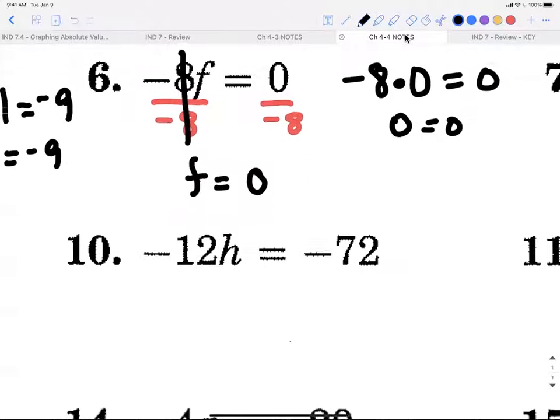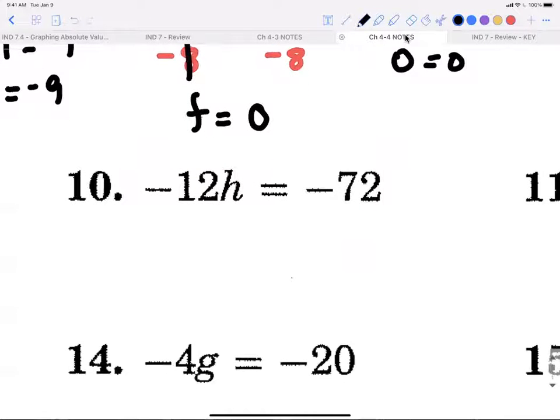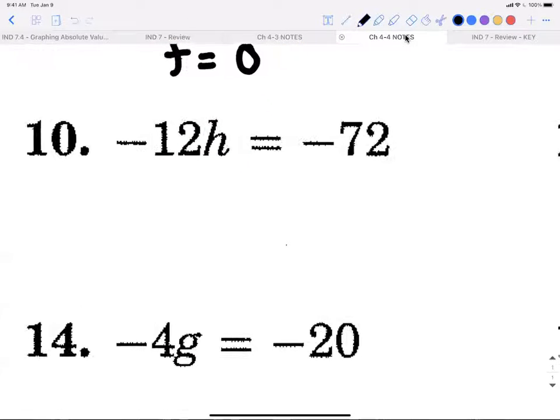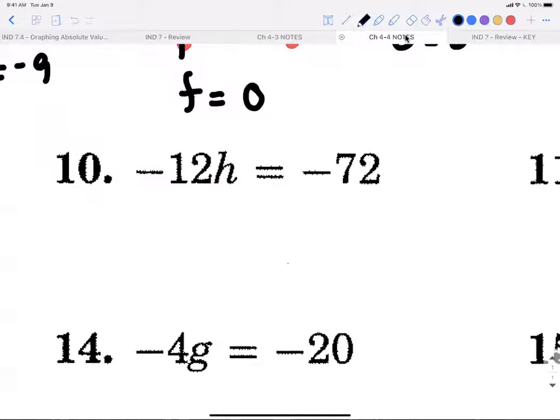Okay, again, you don't have to put this in your notes. I'm just doing a few different sign combinations. This one is a negative 12h, so I'm going to divide by negative 12. You always divide by exactly your coefficient that's attached to the h. Divide by that coefficient. Divide the other side by that same coefficient.